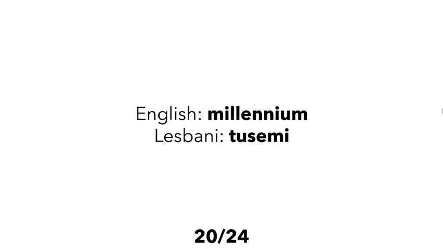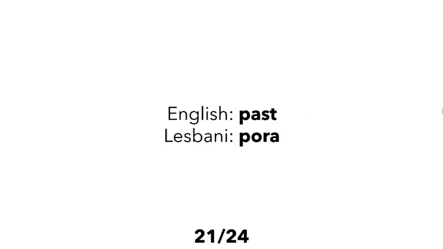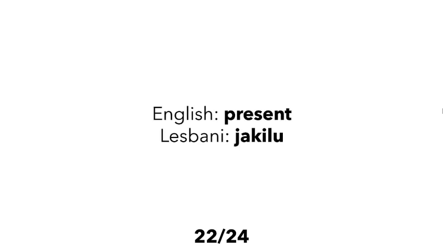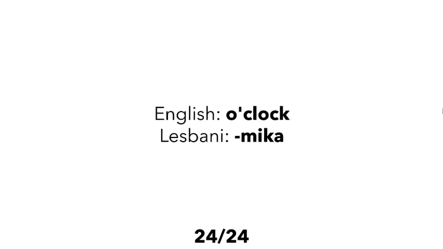Decade, we combine rikre and bulemi to get rikemi. So rikre is 10, so we combine it, year, 10 years, decade, rikemi. And we do the same thing for century. So 100 is sato, we take part of that and get shakemi. And millennium, we take part of 1000, which is tusan, combine it with bulemi, tusemi for millennium. Past, pora. Present is yakilu. The future is abnil.